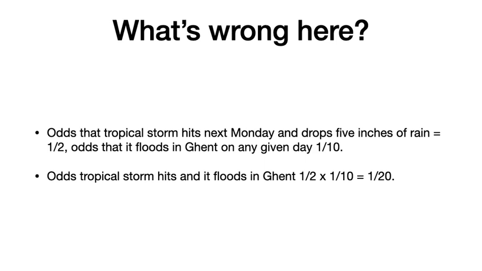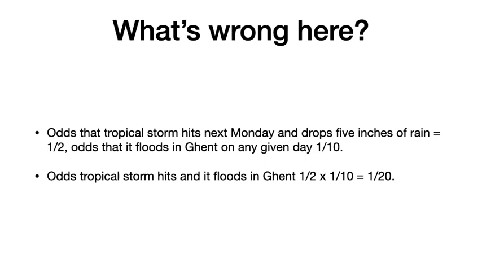Anyway, so let's say that there's 1/2 odds that the hurricane, the tropical storm, comes through on Monday, and the odds that it floods in Ghent on any given day are 1 in 10. So what are the odds that this tropical storm hits and it floods in Ghent? 1/2 times 1 out of 10, 1 out of 20.